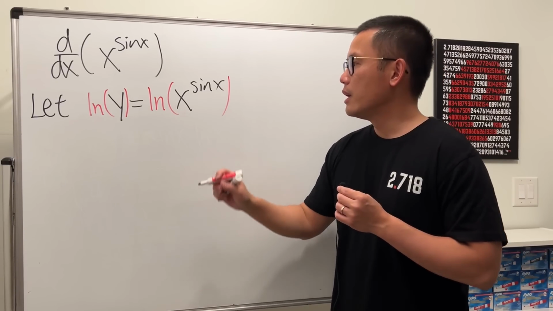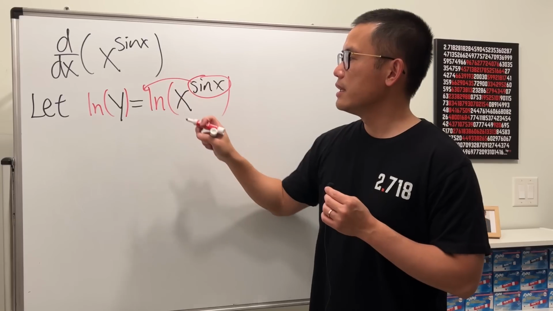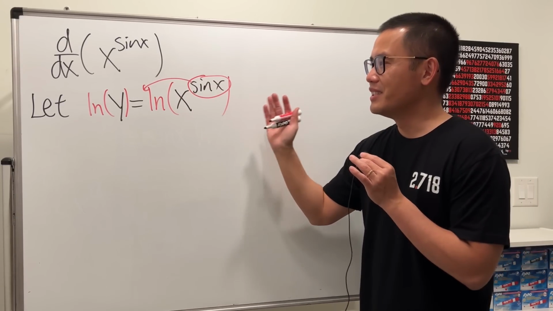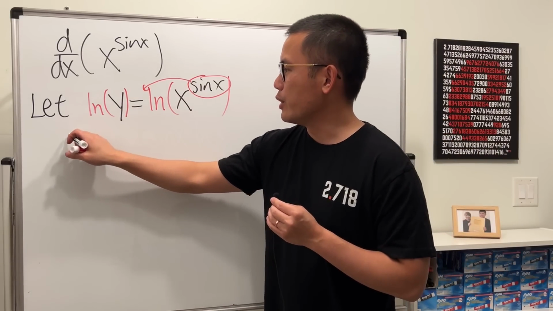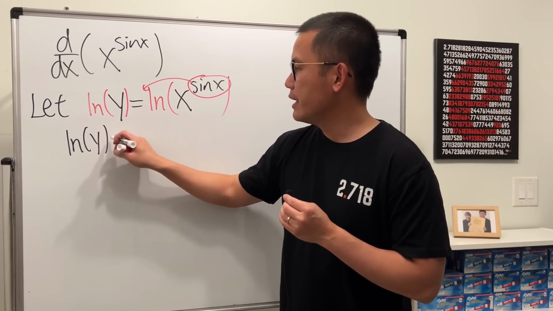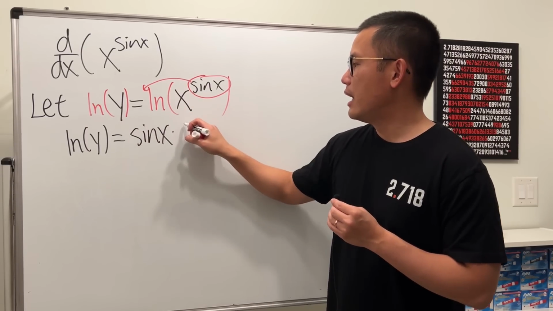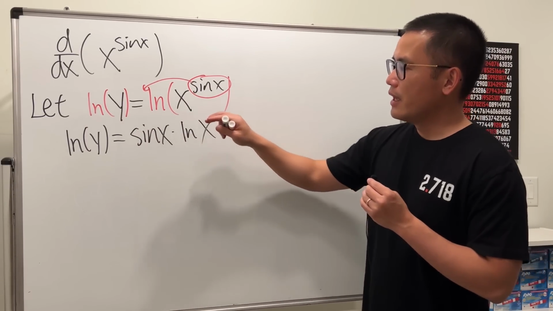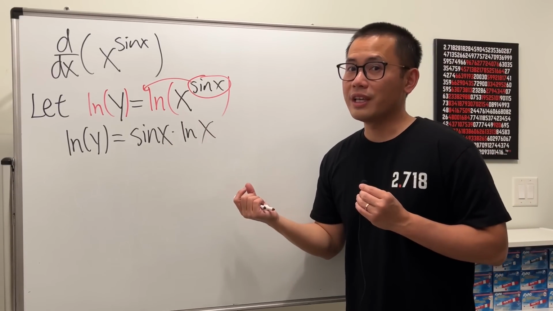Because this way, by the log property, we can bring the power to the front and make sure to not minus 1 because here we are not doing the derivative. This is just the natural log property from algebra. So we can get an equation, ln y is equal to sin x times ln x. So as you can see, we don't have a function to a function power anymore. And this is just a product rule case.